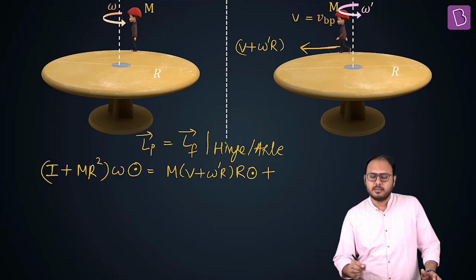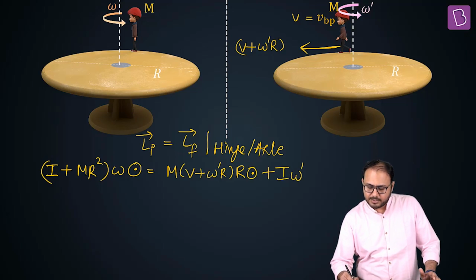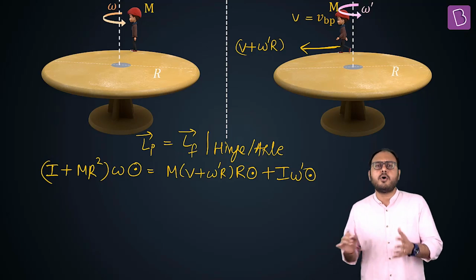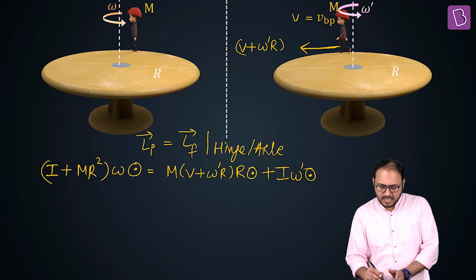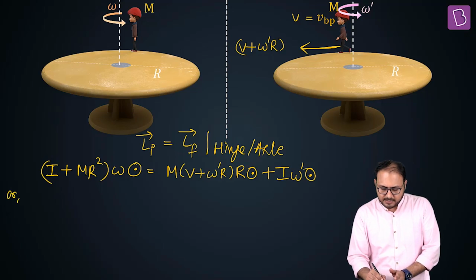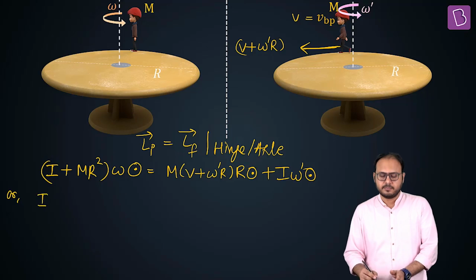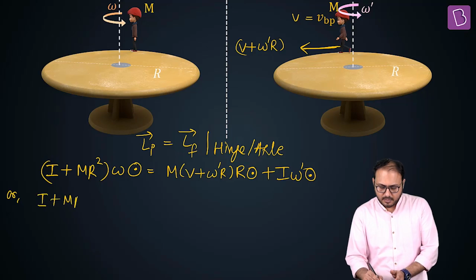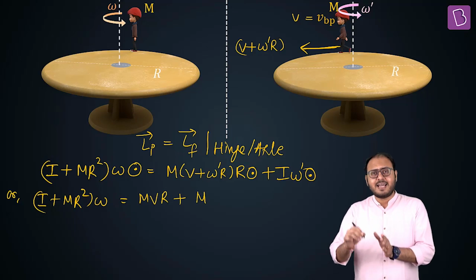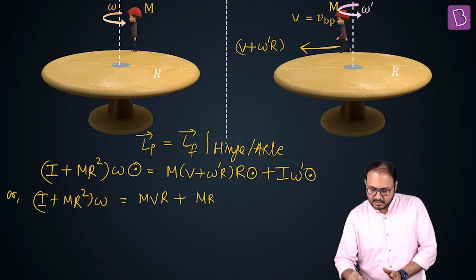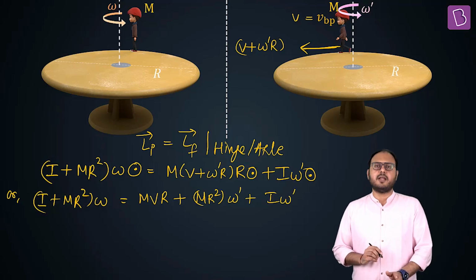And the other one is the disk. The disk is still what? I omega dash. Poor guy, again a dot. All are dots because all are anti-clockwise. Now, since all are dots, open the brackets. I plus mr square omega is equal to mvr plus m omega dash r r, which is mr square omega dash, plus I omega dash. How's this?